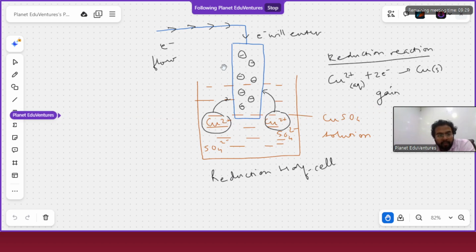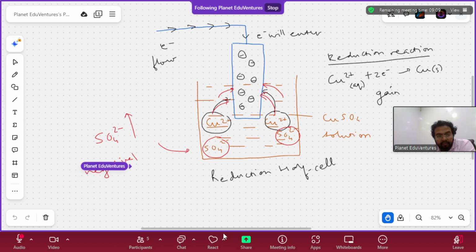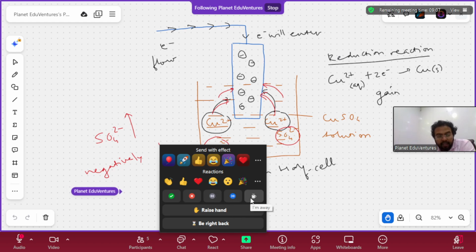Now what will happen is, understand this carefully. SO4 2- is left behind, no? If copper from the solution is getting deposited, then SO4 2- is increasing. If SO4 2- is increasing in the solution, which means which charge is increasing in the solution? Negatively charged. The solution is becoming negatively charged.